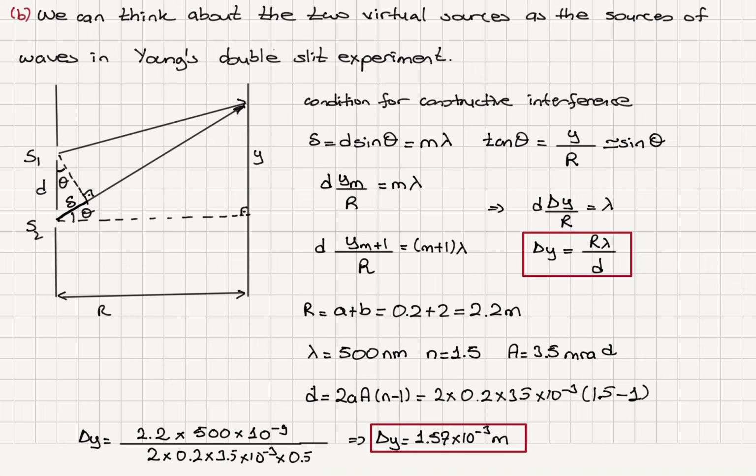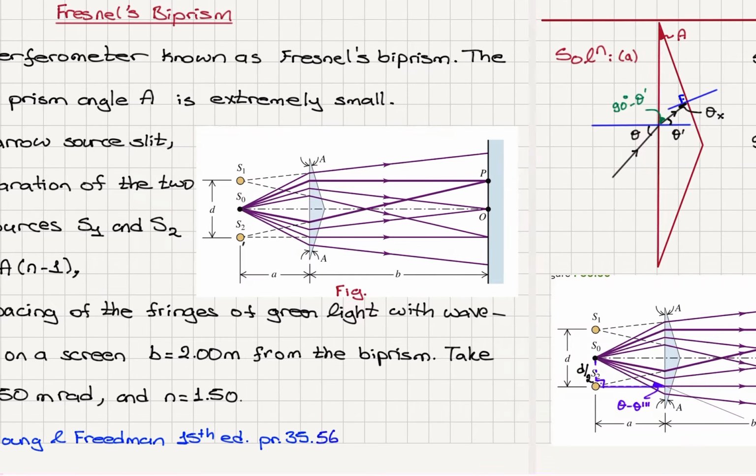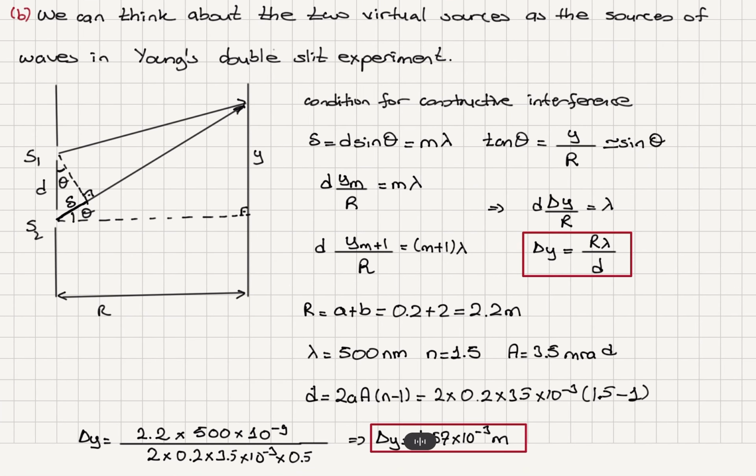All right, so the spacing between the two bright fringes will be equal to capital R lambda over D, as you can see here. And this is also using the small angle approximation. And now I have to figure out what R is, what lambda is, and what D is. I substitute the given numbers for D, and I also note that R is A plus B, the distance between the two virtual sources and the screen, and plugging in the numbers, we obtain from this expression the spacing between the bright fringes.